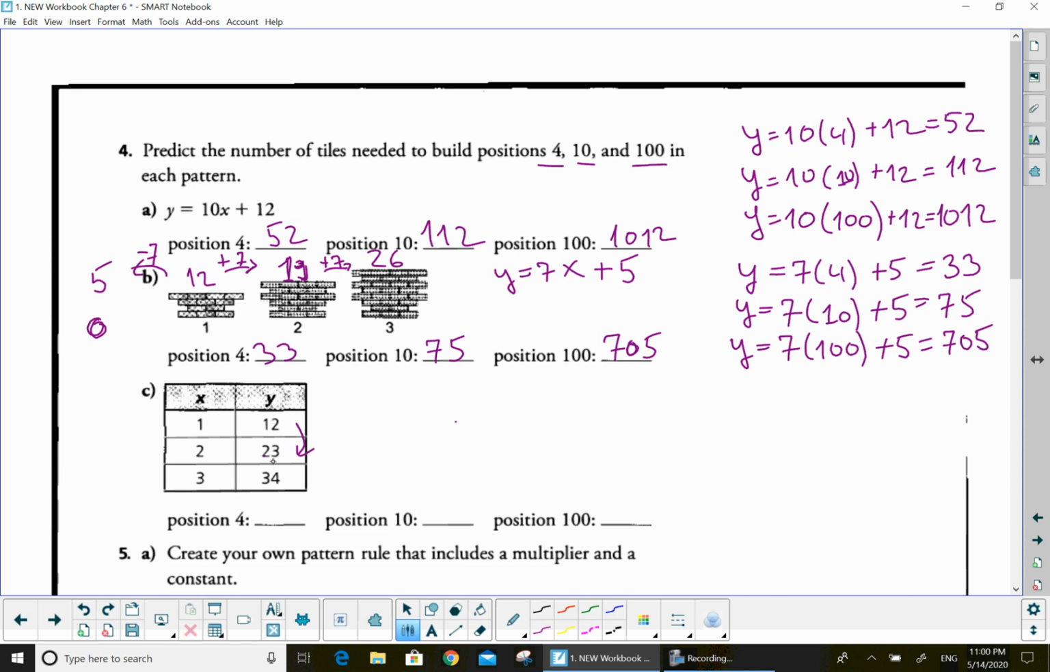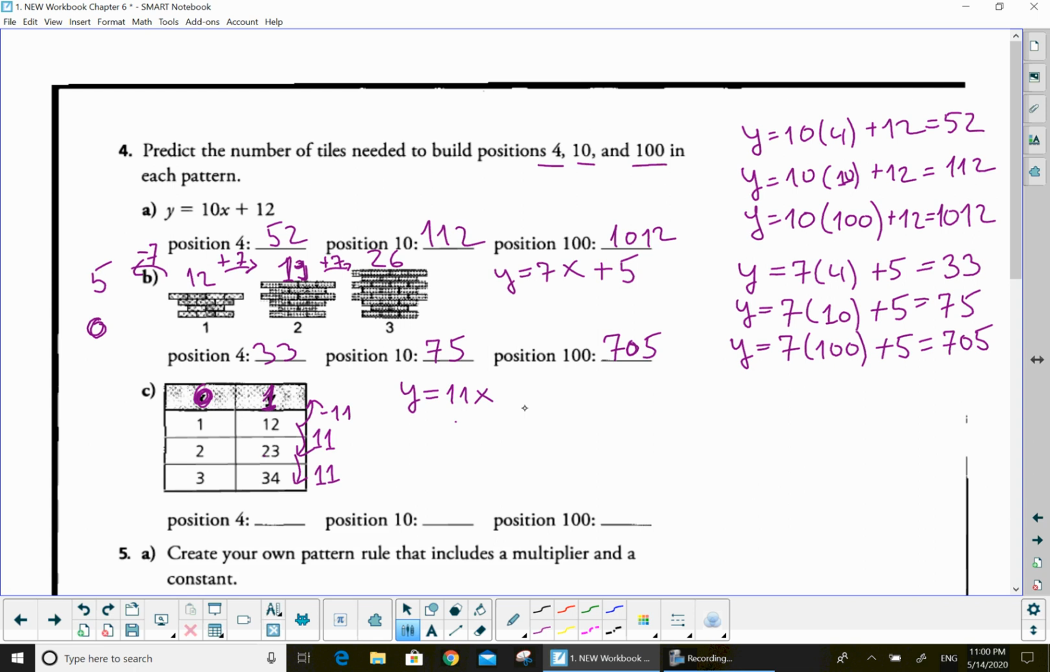So all we have to see is 23 minus 12, and if you remember, that was first differences. We had to subtract 23 minus 12, and that would give us what the first differences are. In this case, it's 11. And then we slide down and see what the next first difference is, 34 minus 23, that's also 11. All right, so it seems like the number of tiles is increasing by 11, which means the pattern rule is going to be 11x.